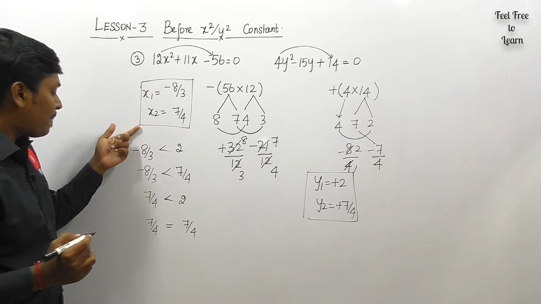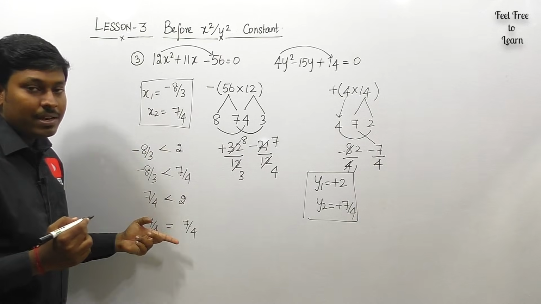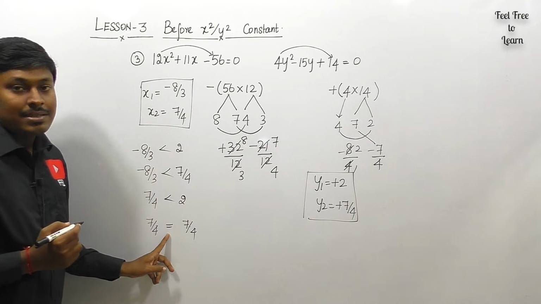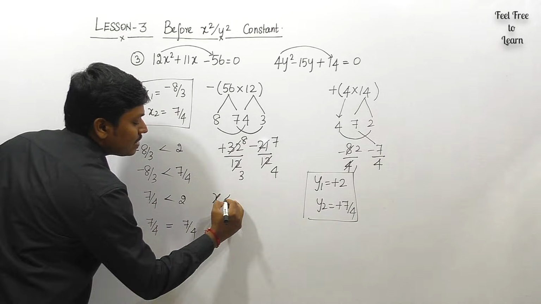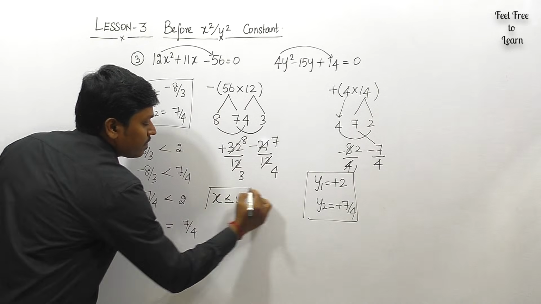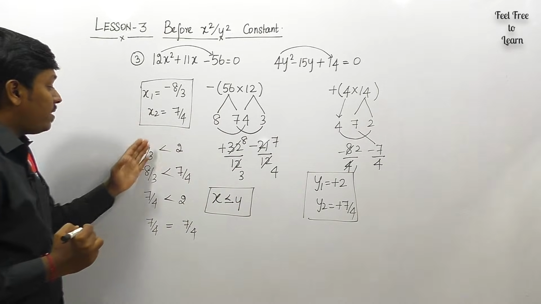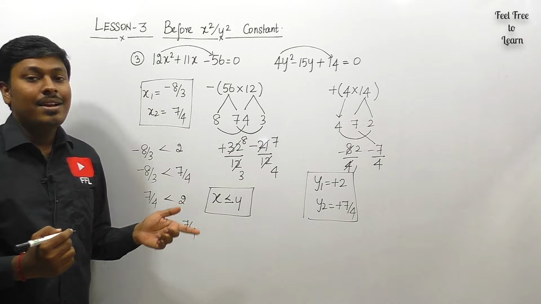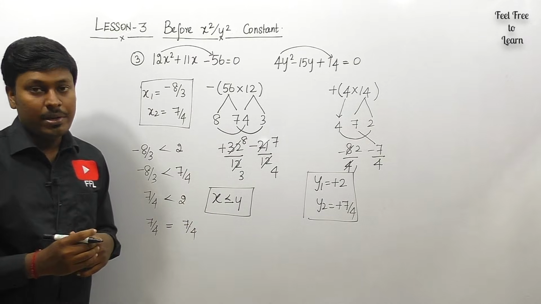So finally, by comparing all the x values with the y values, in 3 cases x is less than y, and in the 4th case x is equal to y. So finally, we got an answer, that is x less than y. So by comparing all the x values with the y values, x is less than y and x is equal to y. So the final answer will be x less than or equal to y.